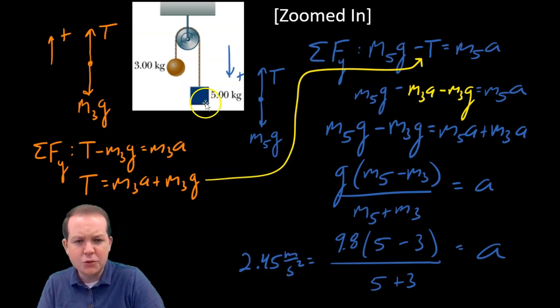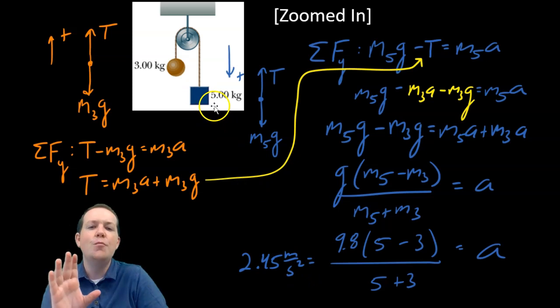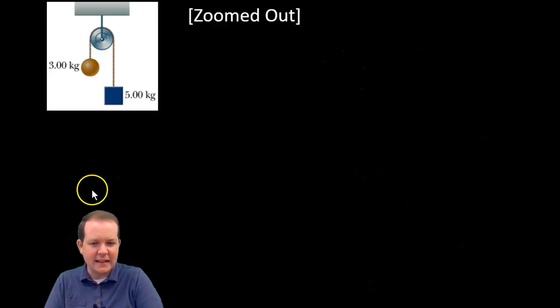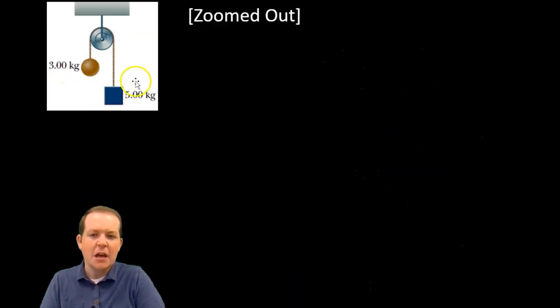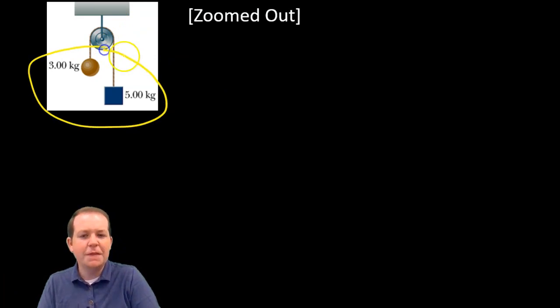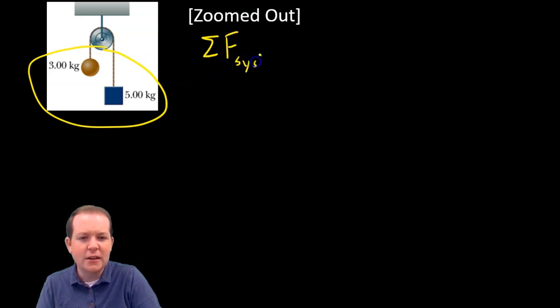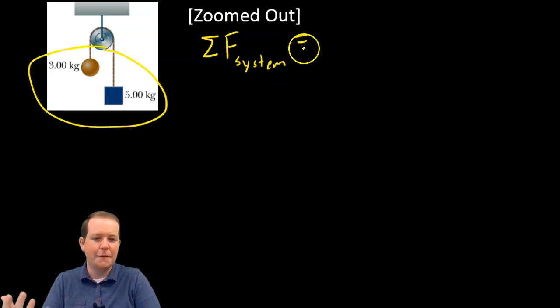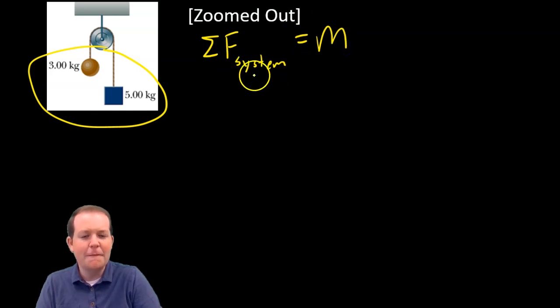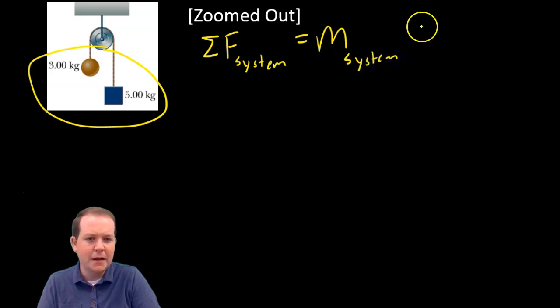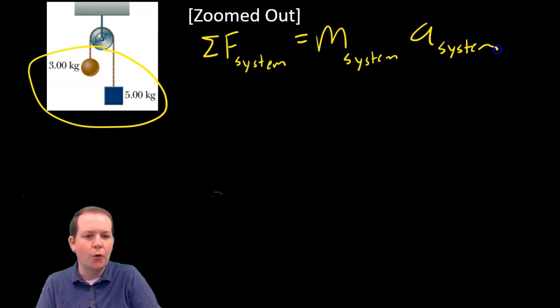I'm going to do the same problem, but by zooming out. And we'll see what that means by looking at the system as a whole. Okay, let's see what that means. So I still have my two different objects, but I'm going to zoom out. I'm in fact going to look at this whole thing at once. And what that means is when I set up Newton's sum of the forces, I'm not going to look at a particular object, I'm going to look at the whole system. Newton's second law says that the sum of the forces is equal to mass, but if I'm focusing on the forces on the overall system, that's the mass of the overall system times the acceleration of the overall system.